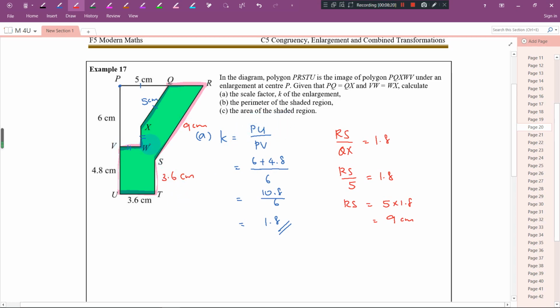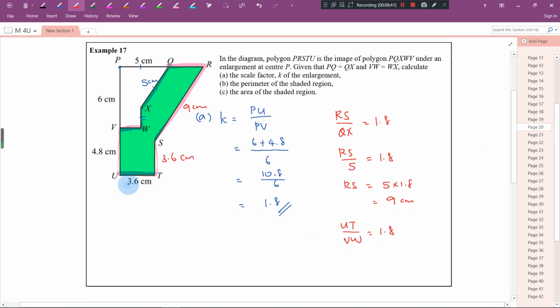Okay, so how about VW? Again, how do we get the scale factor? We take the image divided by the object, right? Image, which is UT. I take this one compared with this one, because I want to find the length of VW. UT is equal to 3.6. VW we don't know, we want to find out the measurement of VW. So VW is equal to 3.6 divided by 1.8. You should be able to get 2. Okay, this is 2 centimeter. If this is 2 centimeter, here will be 2 centimeter as well.